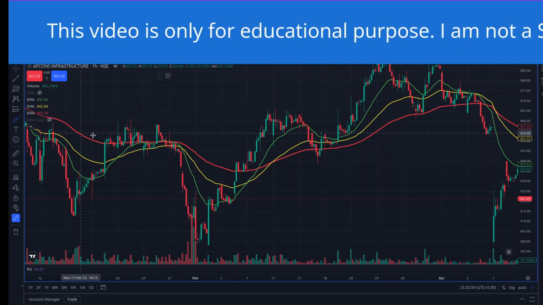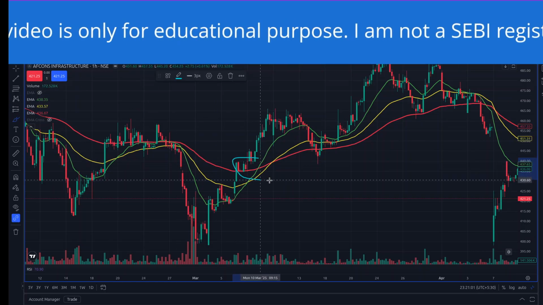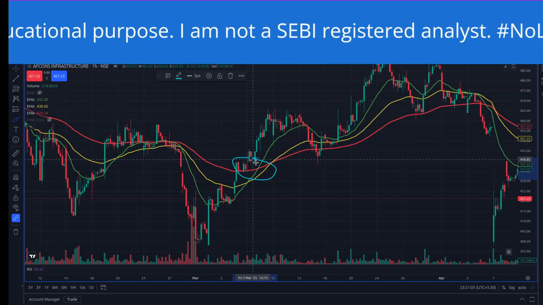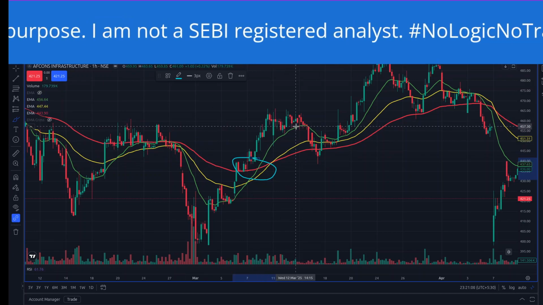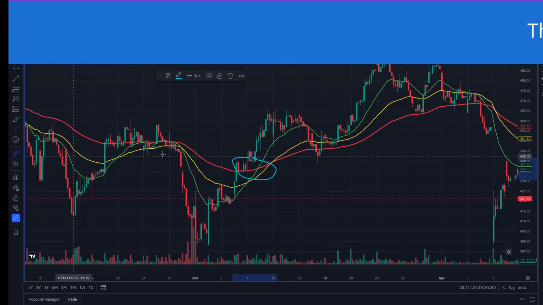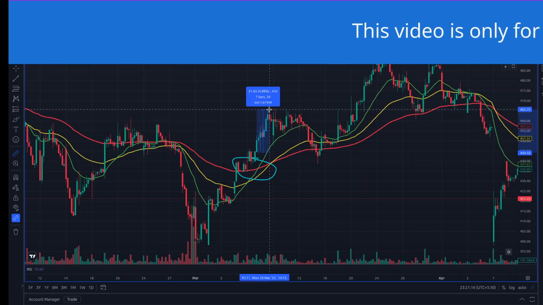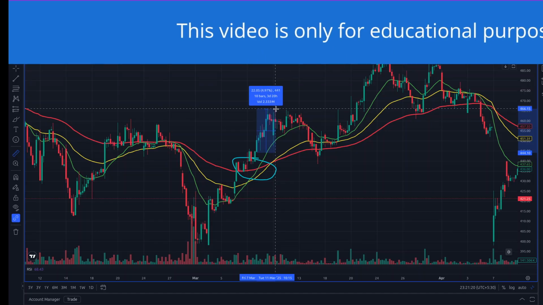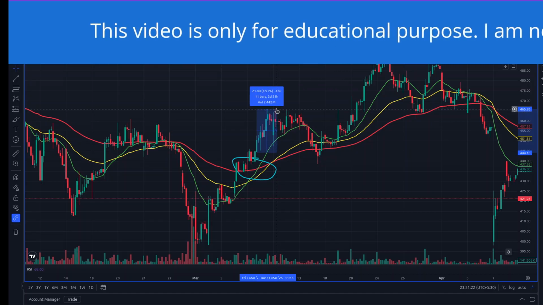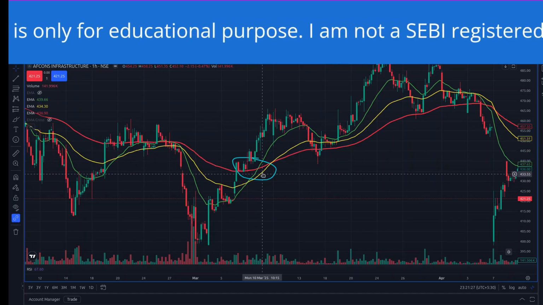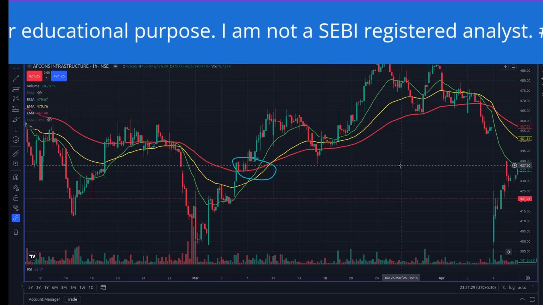So we can make an entry at this point to be on the safest side, and then we can wait till the price starts moving below EMA 20. If we go by this logic and we have entered here, then within a matter of a few days we see a 5% increase in the stock price. A very easy entry, calm and cool and clean.